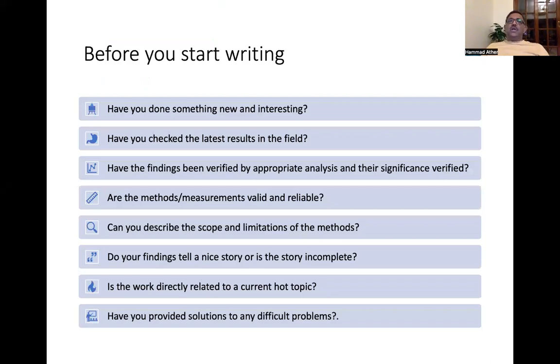Before you start to write, again, you need to reassess your work. Have you done something new and interesting? Have you checked the latest results in the field? Have the findings been verified by appropriate analysis and their significance verified? Are the methods and measurements valid and reliable?